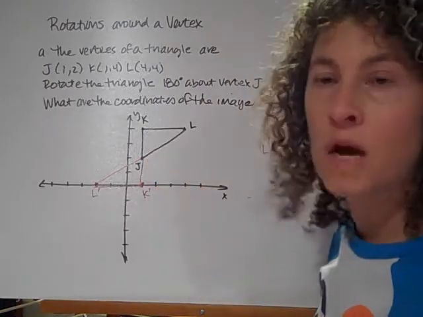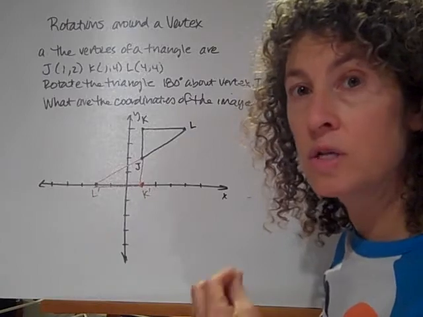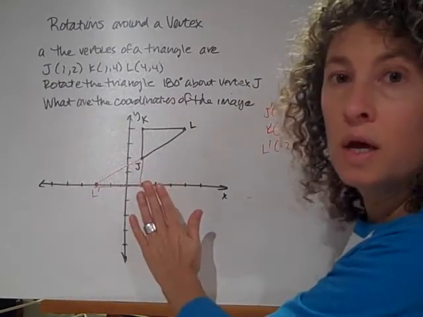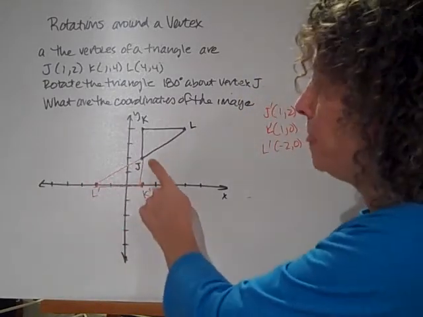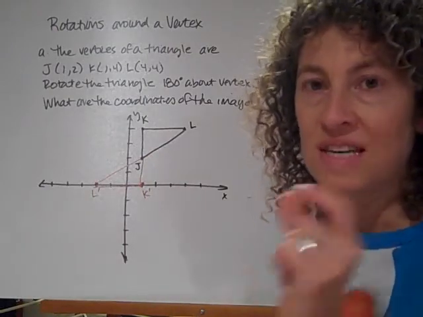Okay, so rotating around a vertex is very similar to rotating around the origin, except we're not going to draw our axes on there, and we're just going to worry about that one vertex as far as the center of our rotation.